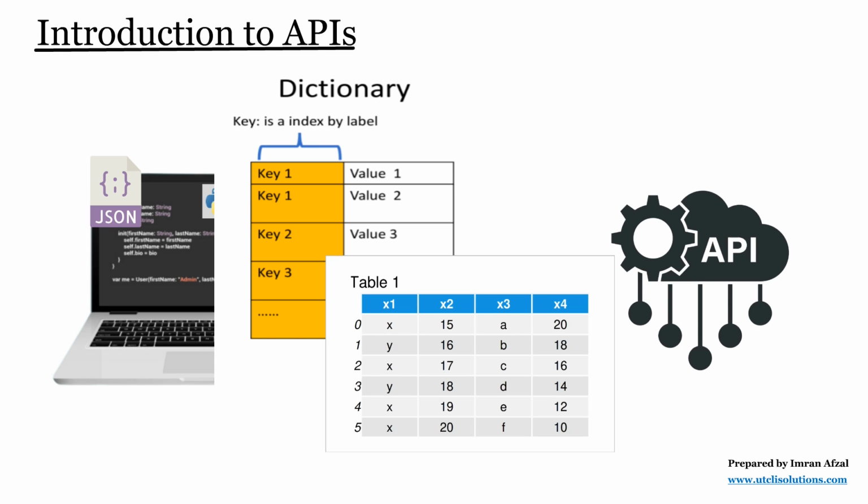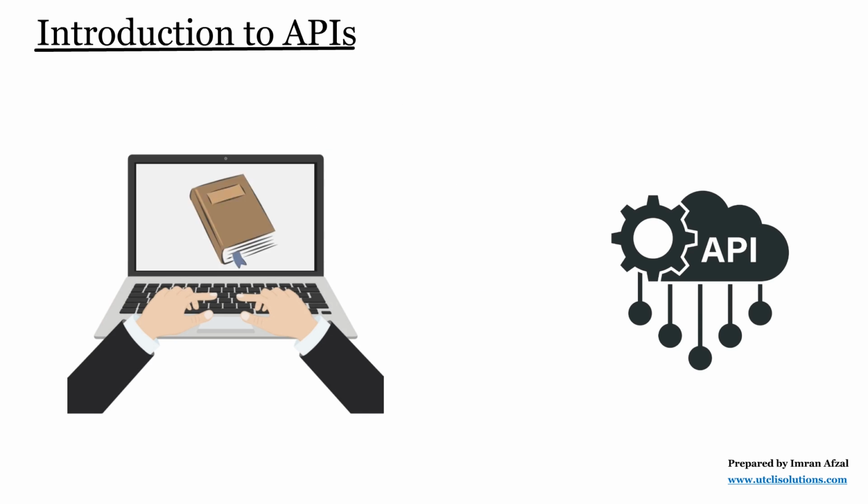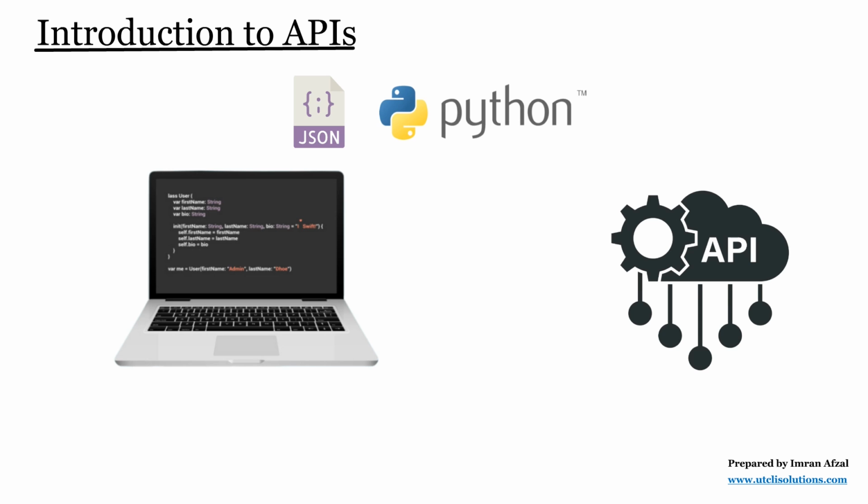For example, if you're asking for information about books, the API might send back book titles, prices, authors, and ratings, all neatly organized inside a JSON file. Python can then read that file and let you work with the information directly in your code.